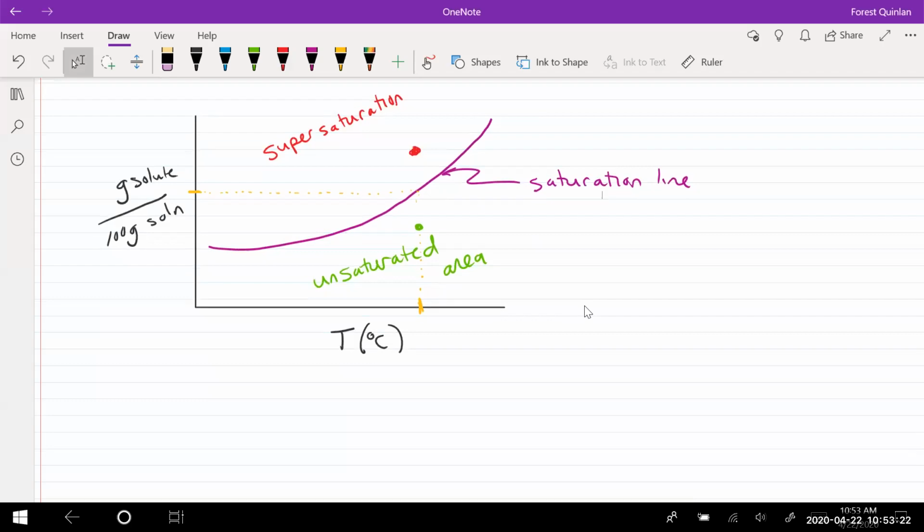Now, hopefully you can see that if you wanted more to get into solution, you increase the temperature, and look, you can get more stuff in. That's exactly what's happening when you get your hot tea. You know that you can make your hot tea incredibly sweet if you want, much sweeter than you could iced tea.